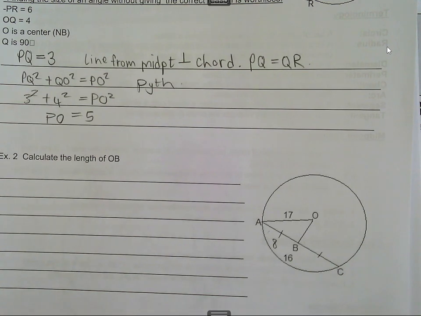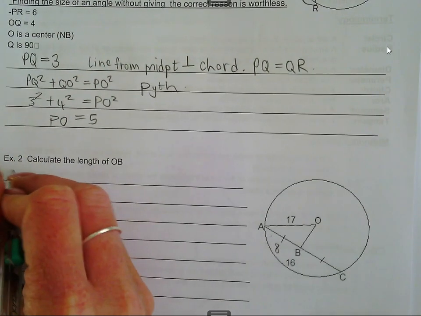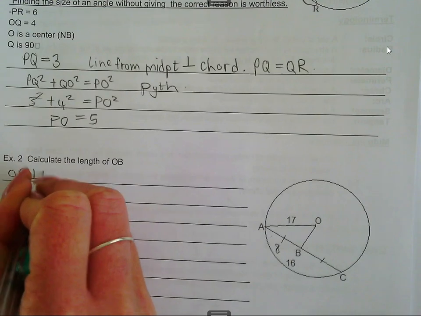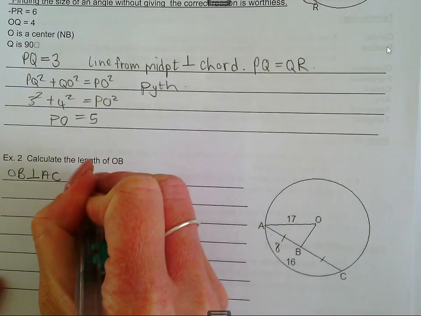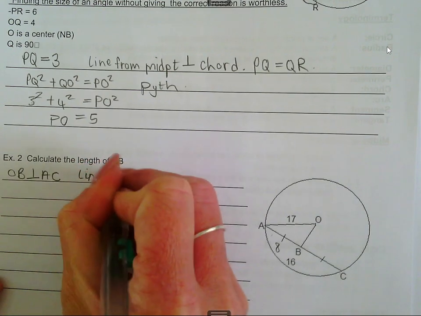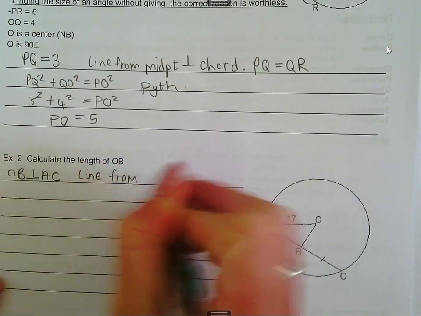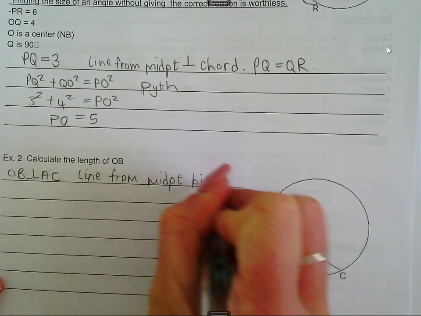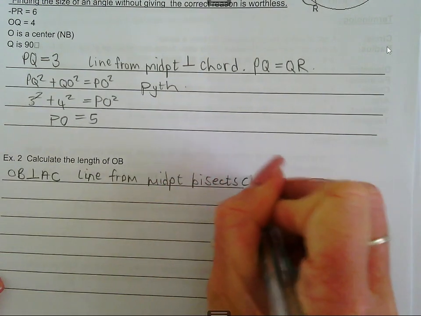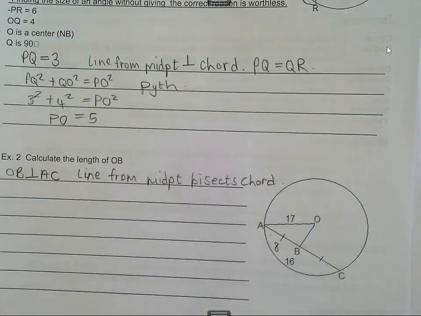Okay. So I'm going to say OB perpendicular to AC. Why can I say that? Line from midpoint bisect the chord.